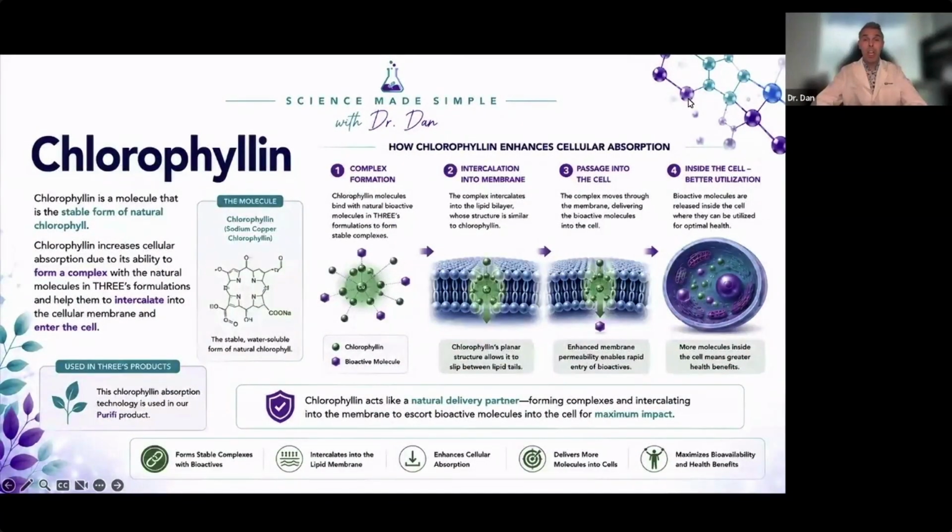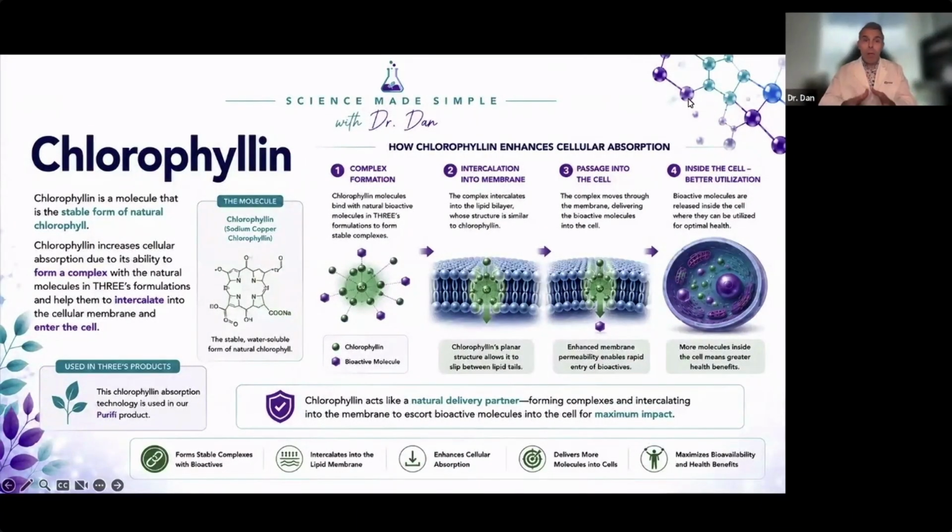Next, we use chlorophyllin, which is a derivative of chlorophyll. Chlorophyll is the molecule in plants that gives them their green color. Chlorophyll is vital for photosynthesis and a lot of other processes. But the structure that we use of chlorophyll is called chlorophyllin, which is stable.